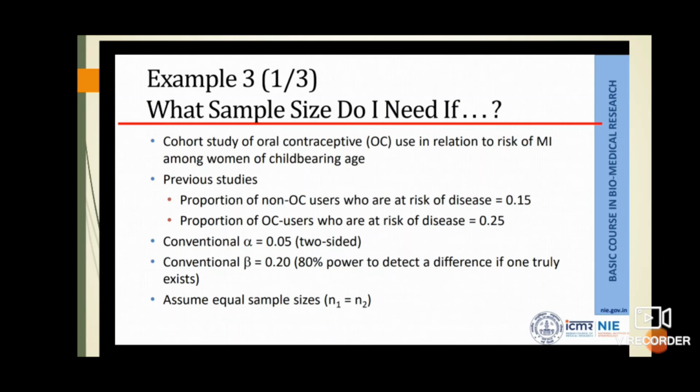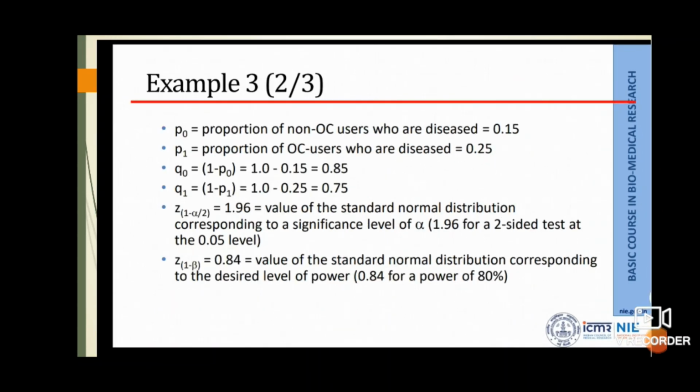And conventionally, alpha will be 0.05 and beta will be 0.2, because for any study, we will be taking the power of the study to be 80%. So from there, 20% will be our remaining value, and we are calculating in decimals, that is beta is equal to 0.20. And we are assuming that we are having equal samples on both sides, that is n1 equal to n2. So we'll be calculating the p value, the q value of both the p values and z value for both.